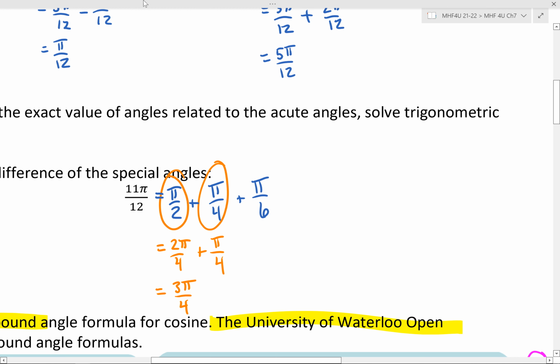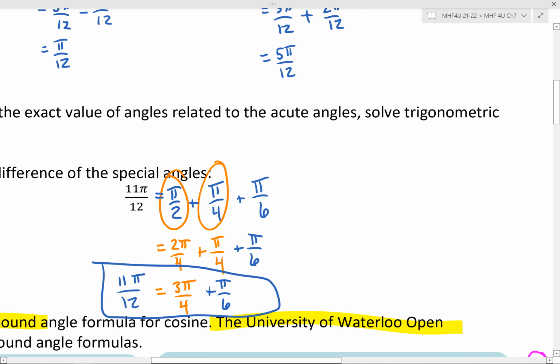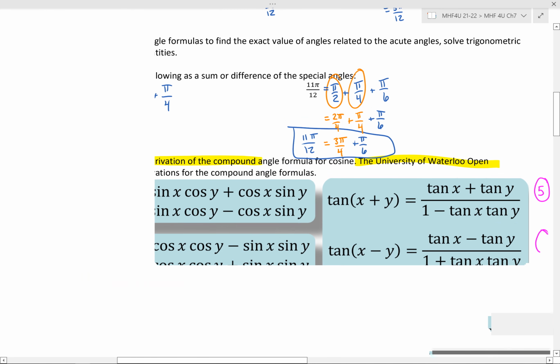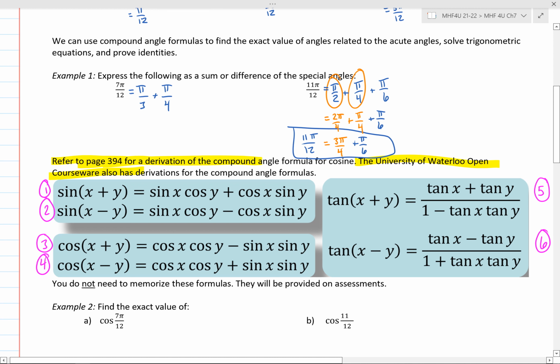Sorry, I got a little bit lazy there. I left my pi over 6 up above in blue. We'll bring that down, plus pi over 6. So 11 pi over 12 is equal to 3 pi over 4 plus pi over 6, where it's written as two angles. Are they both special angles? No, but they're both multiples of special angles, and it's the multiples of special angles that we already know how to work with in trigonometry from our CAST rule.